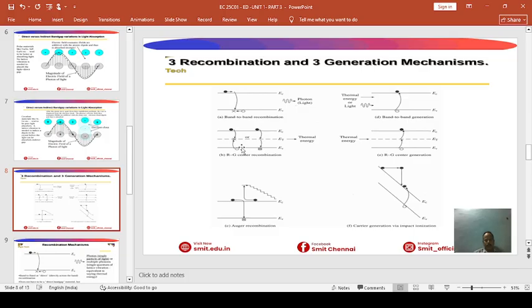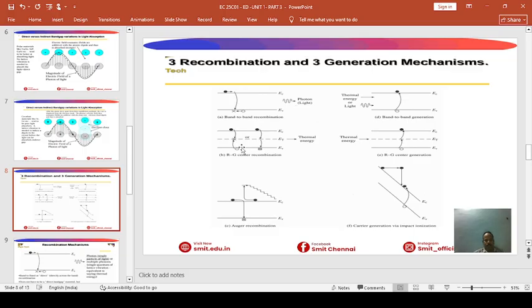The recombination as well as the generation methods are very important. There are three famous mechanisms for recombination. One is called the SRH recombination method, also called the Shockley-Read-Hall recombination method. The next one is called the radiative recombination method. The third one is called the Auger recombination method.